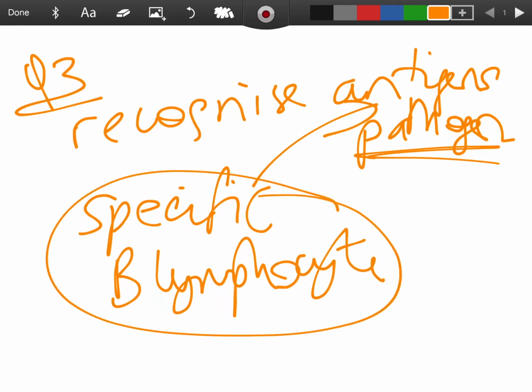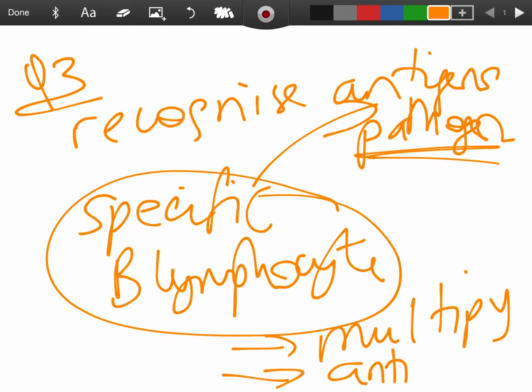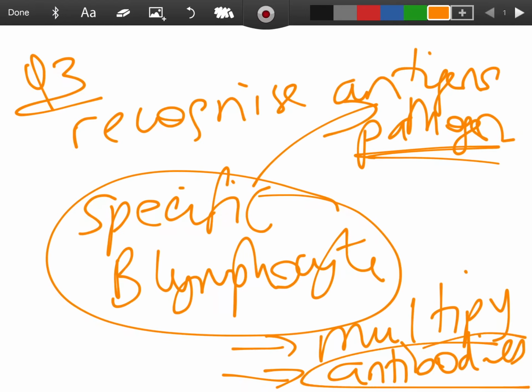And that B lymphocyte, the one that is specific to the antigen that has invaded your body, that's the one that will multiply. So you'll say that B lymphocyte multiplies, and then that B lymphocyte produces lots of antibodies, and that antibody then attaches to the antigen on the surface of the pathogen and tries to destroy the pathogen that way.